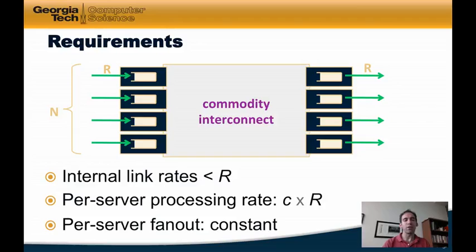Finally, we'd like the server fanout to be constant. In other words, because the servers can host only a limited number of network interface cards, and each one of those network interface cards can only have a limited number of ports, we cannot design a topology whereby each of these server nodes has a large or increasing number of output ports as the switch grows larger.